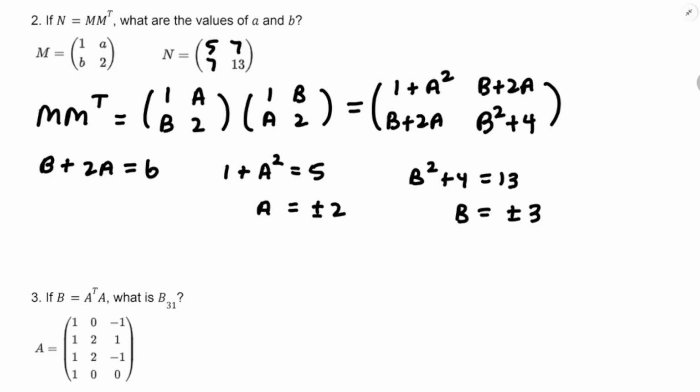To be honest, I clearly made an error when I was writing this problem, and there was something wrong with matrix N.